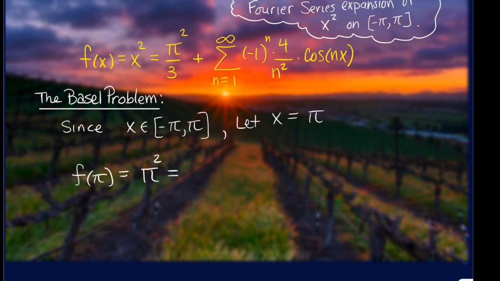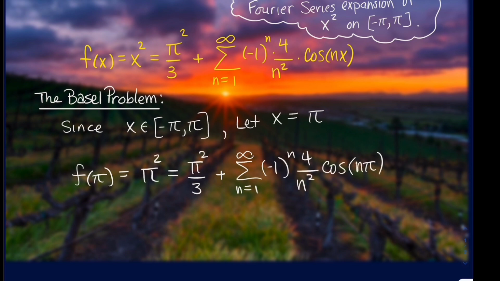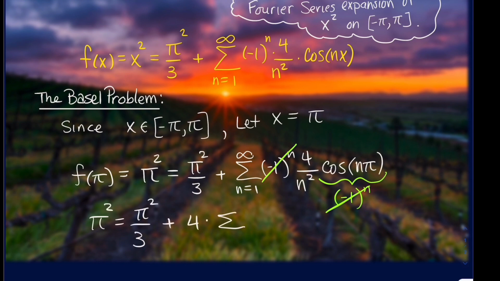So f of pi, evaluating this function at pi, will give us pi squared on one side of the equation, and then on the other side we have pi squared over 3 plus the infinite series where we plug in x equals pi. That'll give us a cosine of n pi, which, like before, is the same thing as negative 1 to the nth power.